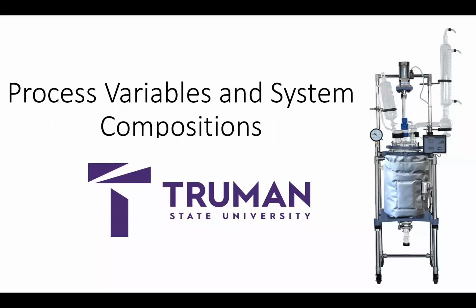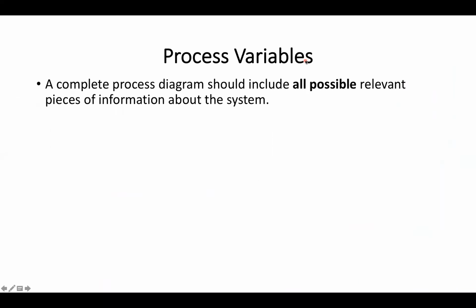Hello, everyone. Today we're going to be talking about all of the variables we need to describe the stream compositions when we're talking about process flow diagrams. So last time we introduced the idea of process diagrams and how we can use them to perfectly describe an industrial process on the large scale. In order to do that, we need a lot more information than we presented last time.